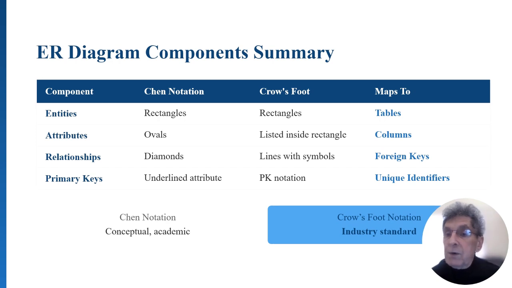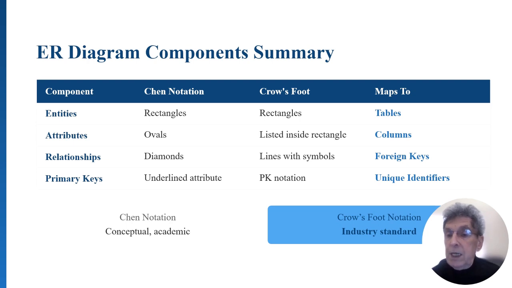Let's summarize what we've covered with a mapping from entity relationship concepts to database implementations. Entities are represented as rectangles in the ER diagram. They become tables in your database. Attributes are shown as ovals in Chen notation or listed inside the rectangles in crow's foot. They become columns in your tables. Relationships are shown as diamonds in Chen notation or lines in crow's foot. They become foreign keys or junction tables.